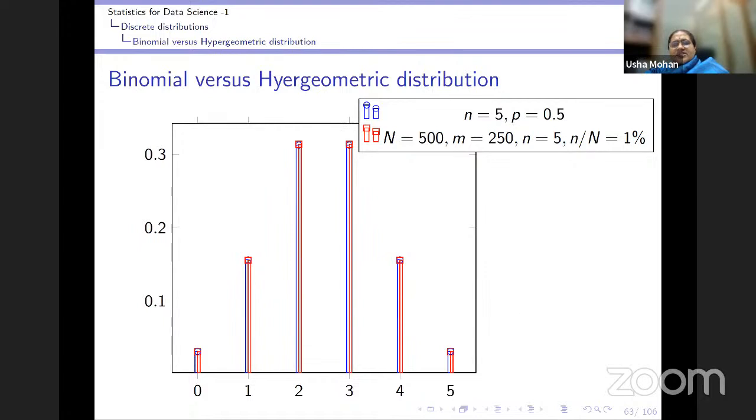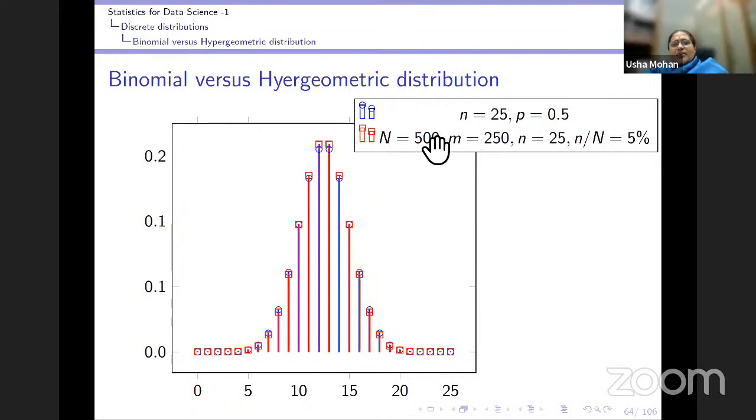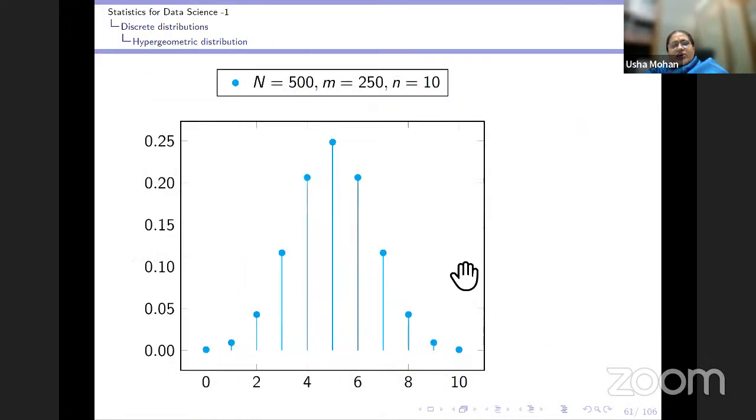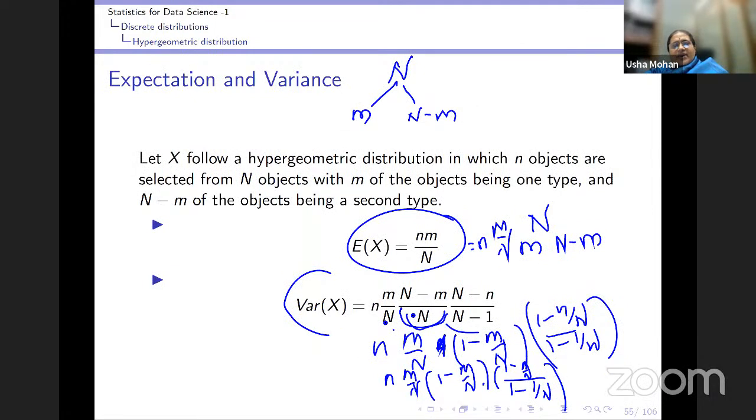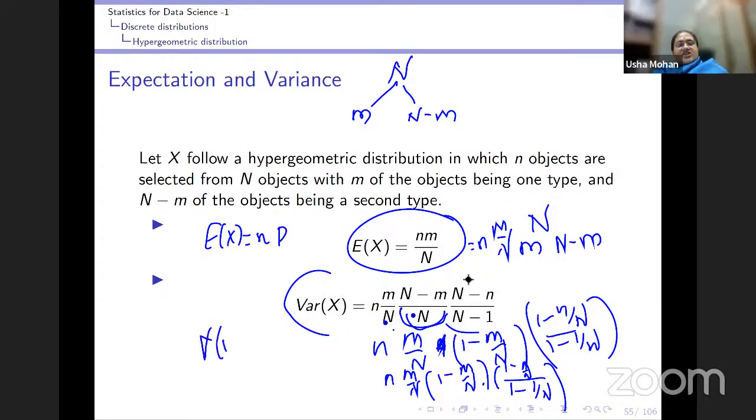Now look at this again. What is my small n by capital N? 1 by 2. You see the small n is the same, and small m by capital N is the same. So you can see that the binomial and hypergeometric are almost the same when I have small n the same and m by N equal to 0.5. That's why I wrote this as n into m by N. What is the expectation of a binomial random variable? n into p, m upon N into p. The variance of a binomial random variable was n into p into 1 minus p.